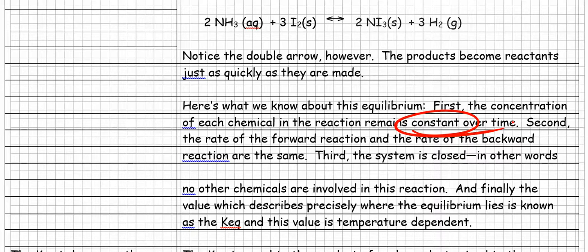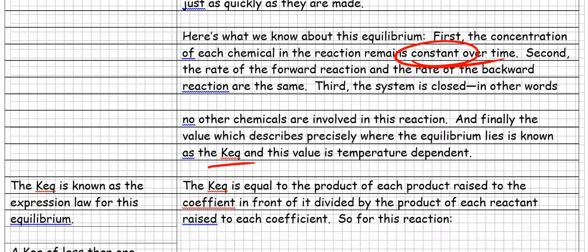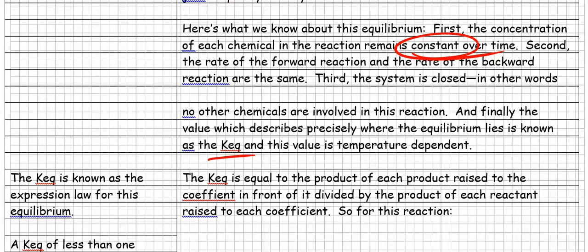And finally, the value which describes precisely where the equilibrium lies is known as the KEQ. And this number, this KEQ, is temperature dependent. In other words, if you change the temperature, the KEQ changes. This number which describes the equilibrium is going to change.